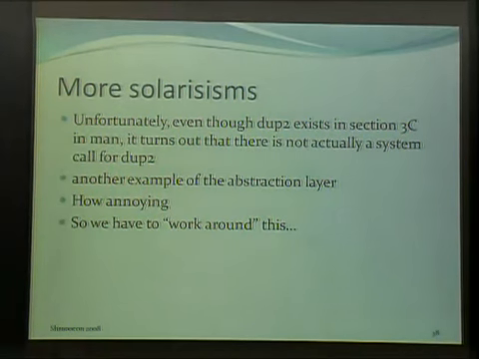Unfortunately, even though it exists in section 3, subsection 3C in man, it turns out that there's not actually a system call for dup2. Right? It just doesn't exist. There is no dup2. So this is another example of an abstraction layer. We can call dup2 in the function, and then when it gets compiled and assembled down, it gets translated into different system calls that accomplish the same functionality. For shellcode purposes, this is just annoying. We have to figure out how dup2 is emulated or converted in the Solaris world, so we have to work around this.